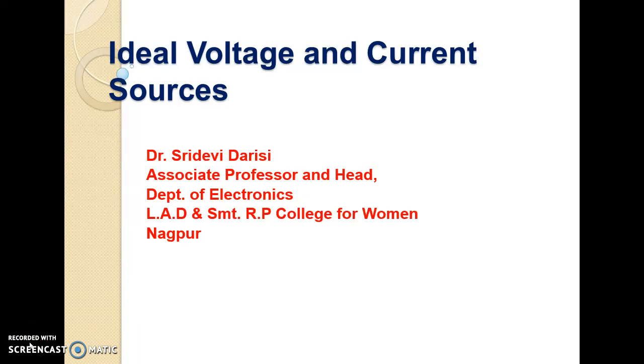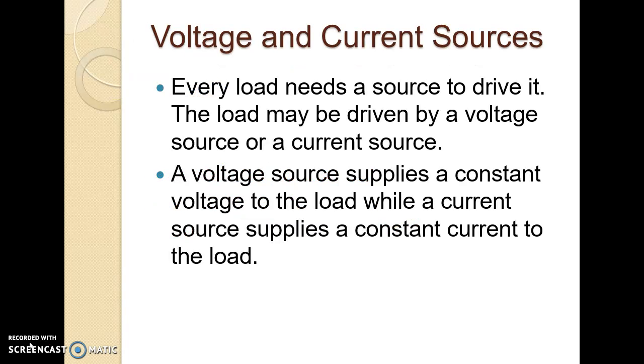Welcome. In this video, we are going to discuss ideal voltage and current sources. In order to make any appliance work properly, we have to supply a proper voltage and current. Only then will our appliance work properly. So the operation of any appliance, the characteristics of the current and voltage source or the supply which you are using to make it work, is of utmost importance.